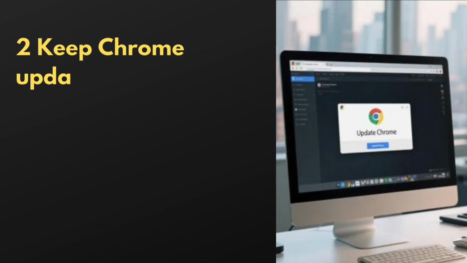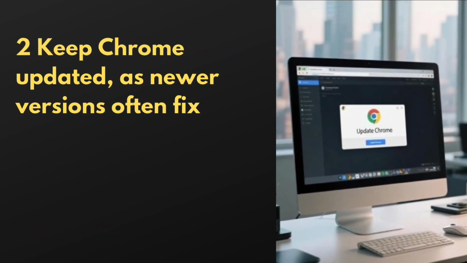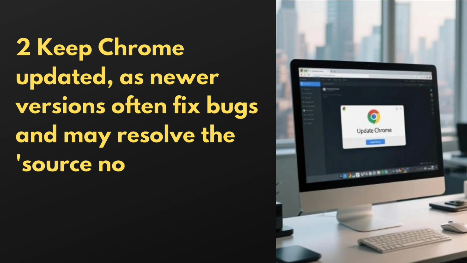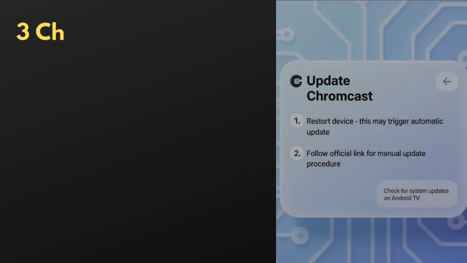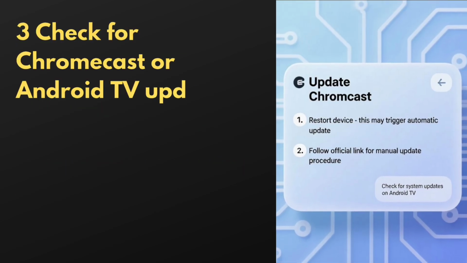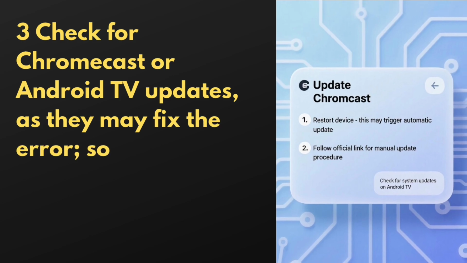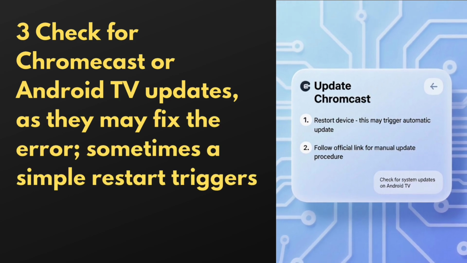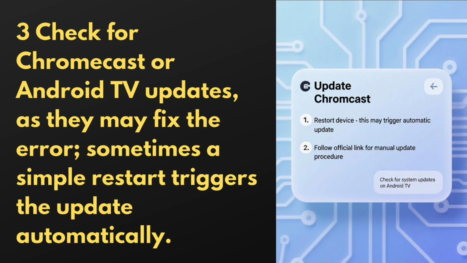Two, keep Chrome updated, as newer versions often fix bugs and may resolve the source not supported error. Three, check for Chromecast or Android TV updates, as they may fix the error. Sometimes a simple restart triggers the update automatically.